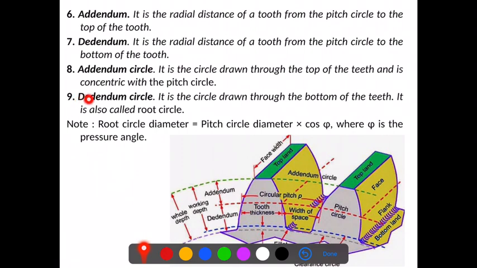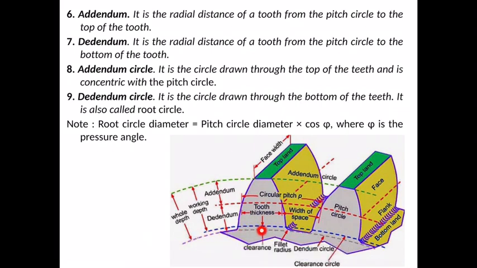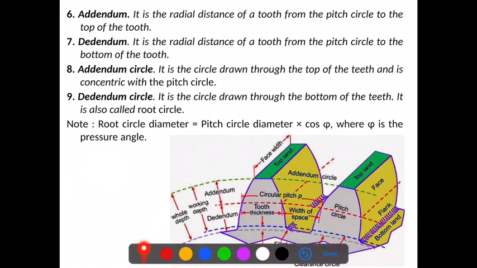Now dedendum circle is a circle drawn from the bottom of the teeth and it is also called a root circle, and obviously it is also concentric to the pitch circle. This is many times called a root circle also.